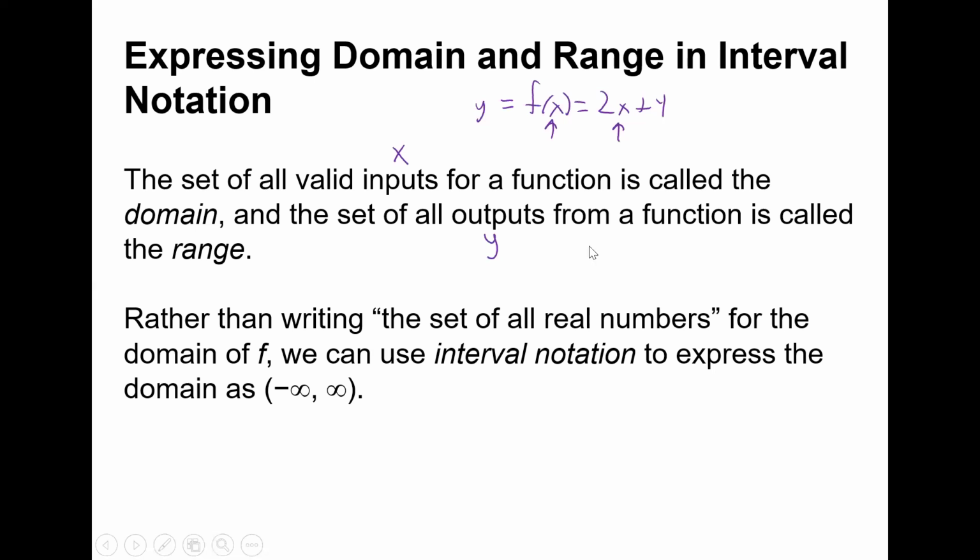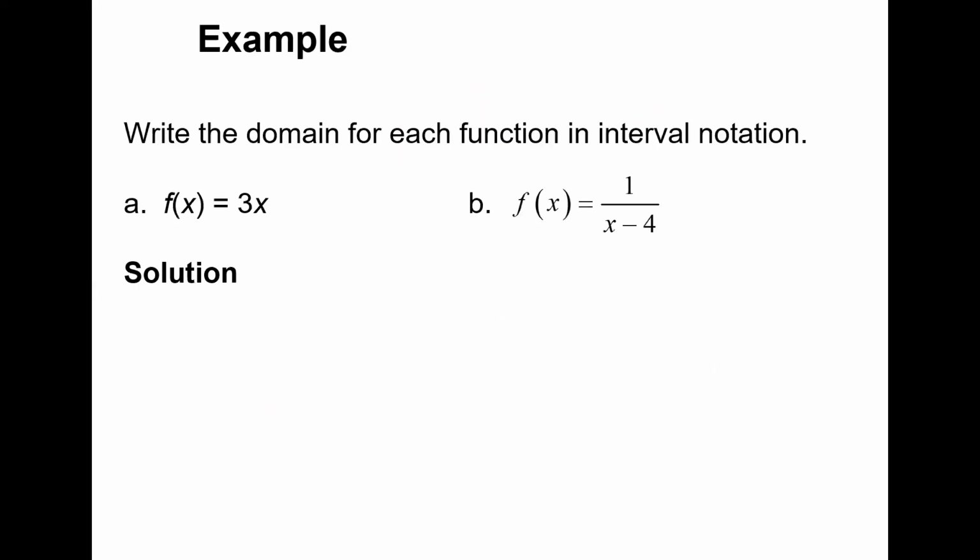Now, rather than writing the set of all real numbers when you can use any real numbers for the domain of f, we can use interval notation. And this is what I've shown you in the past. Instead of using all real numbers, I just showed you from negative infinity to infinity. And so that's kind of an easier way than writing out the set of real numbers. I also, if you remember, wrote R for the real numbers. Okay, so those are three different ways we can show the set of real numbers.